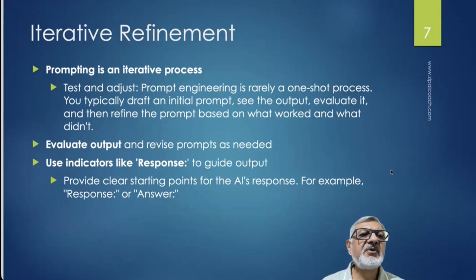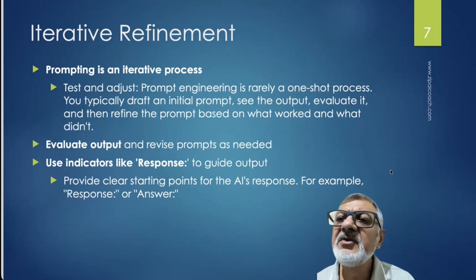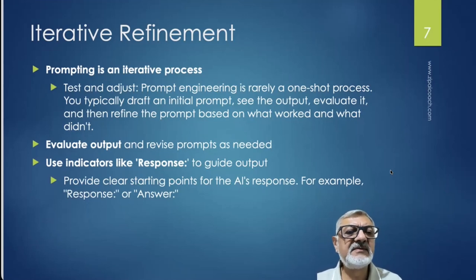Prompting is an iterative process. That means while doing the prompting, one has to test and see the outcome. If the outcome is not desired, one can adjust the prompts. Typically, when one wants specific results from the model, one can draft an initial prompt, see the output, evaluate it, and refine the prompt. That's called the iterative process.